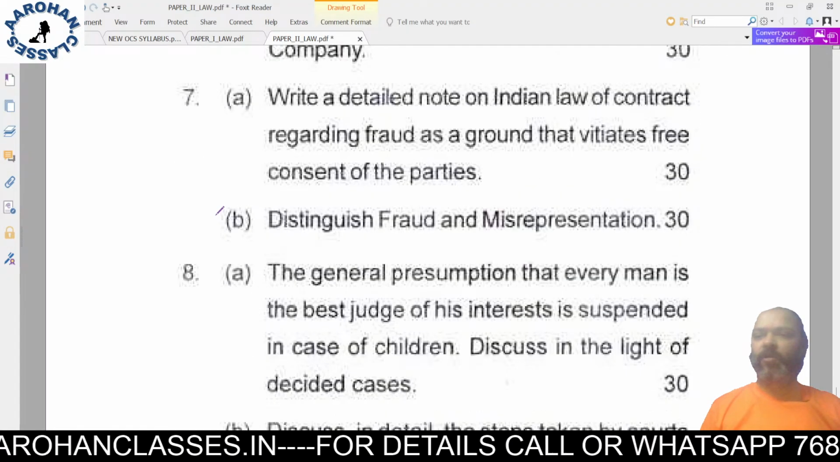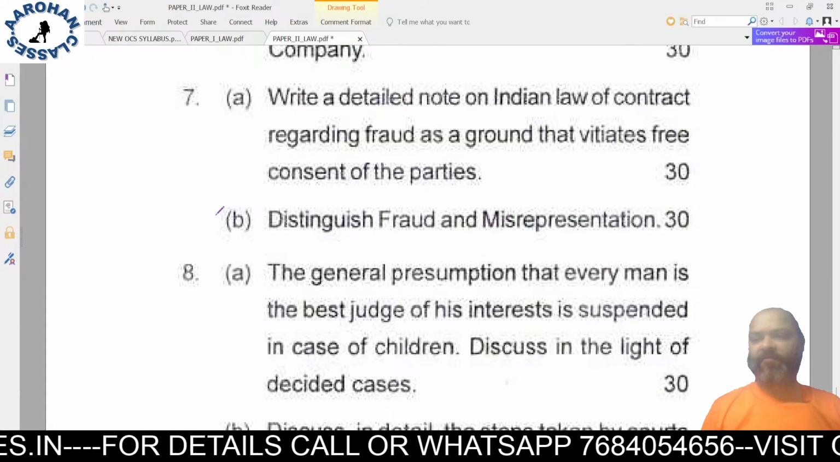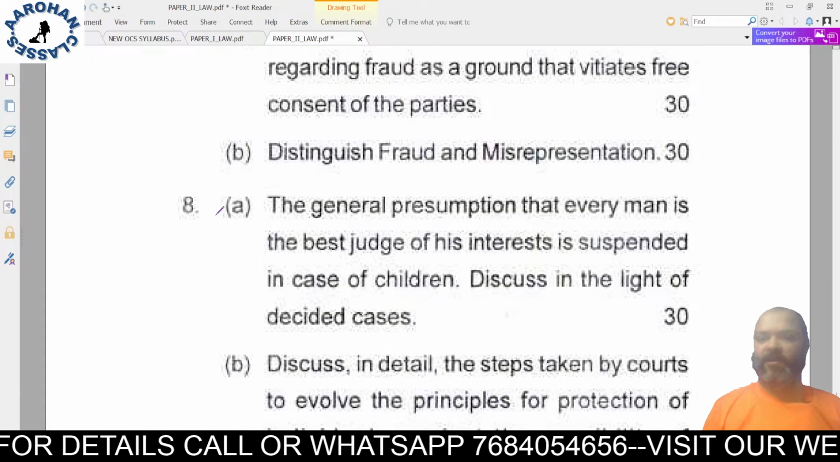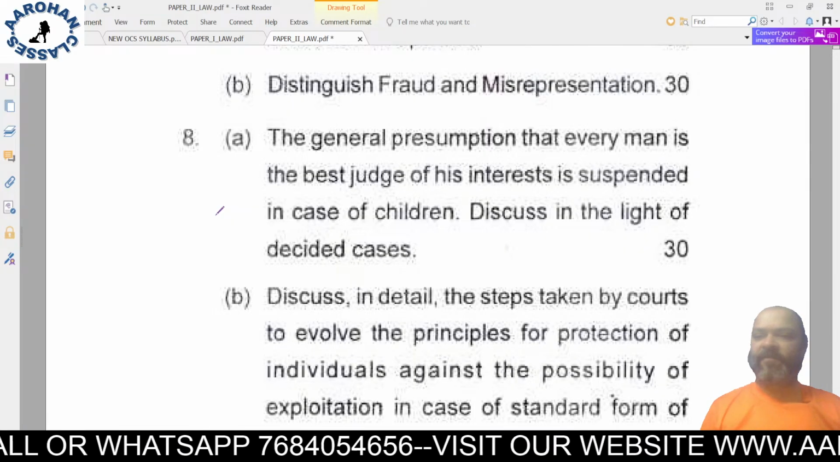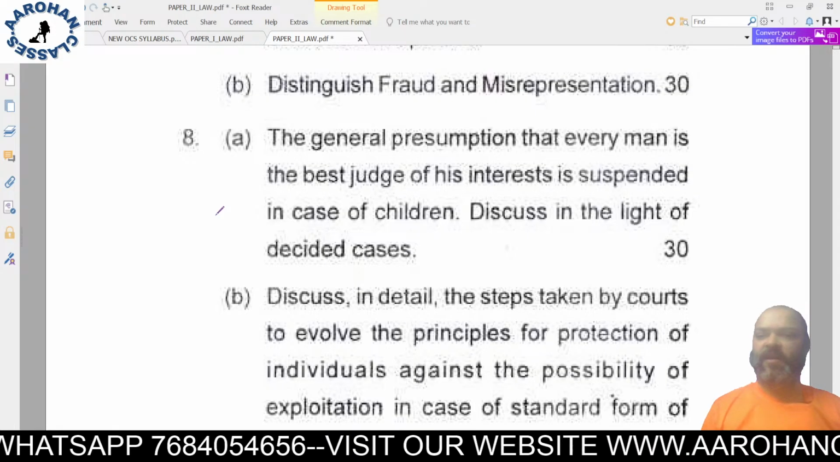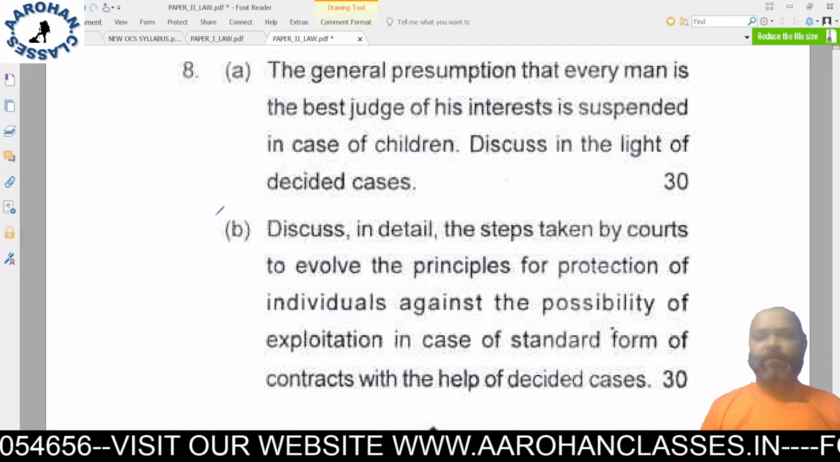Write a detailed note on Indian law of contract regarding fraud as a ground that vitiates free consent of the parties. Distinguish fraud and misrepresentation. The general presumption that every man is the best judge of his interest is suspended in case of children. Discuss in the light of decided cases.